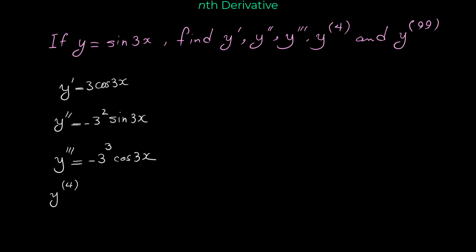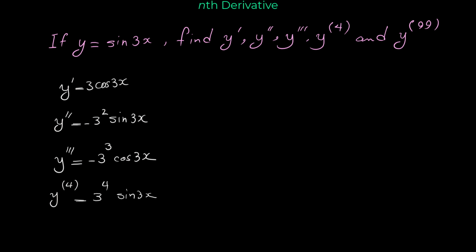What is the fourth derivative? It's not a bad idea to pause the video right now and try to find the fourth derivative by yourself, and then continue watching the video. We keep the coefficient. Derivative of cosine 3x is negative sine 3x times derivative of inside 3. 3 times this is 3 to the 4. So the fourth derivative is 3 to the 4 sine 3x. Attention, derivative of cosine has a negative, and that negative cancels with this negative here.